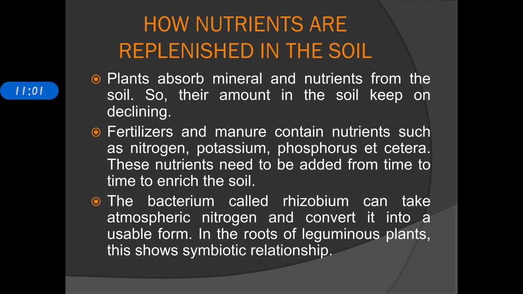Plants absorb minerals and nutrients from the soil, so their amount in the soil keeps on declining. Fertilizers and manure contain nutrients such as nitrogen, potassium, phosphorus, etc. These nutrients need to be added to soil to enrich it. Also, the bacterium called rhizobium can take atmospheric nitrogen and convert it into the usable form in the roots of leguminous plants. This shows a symbiotic relationship.